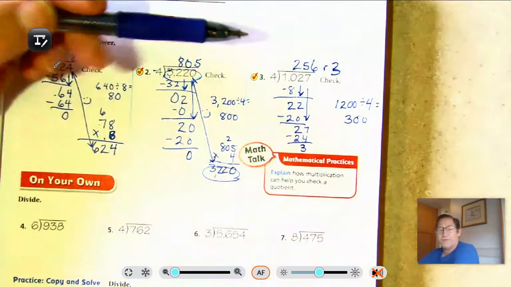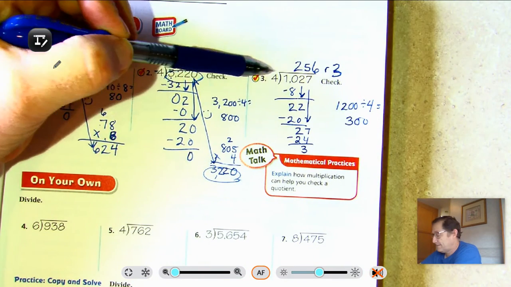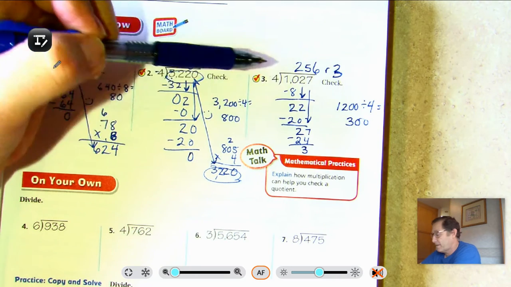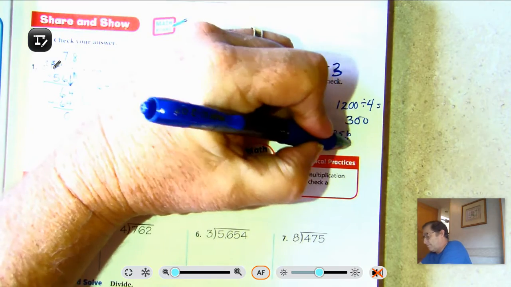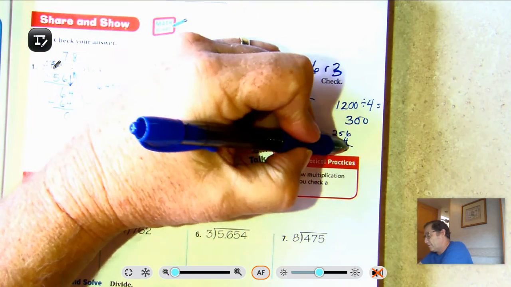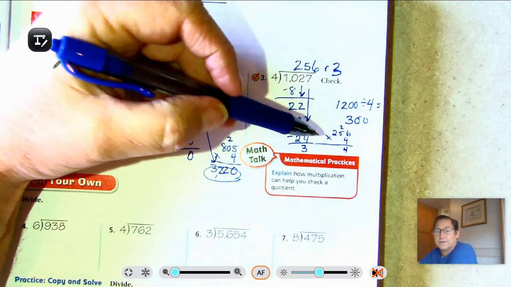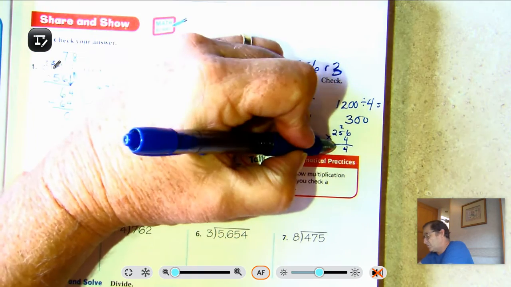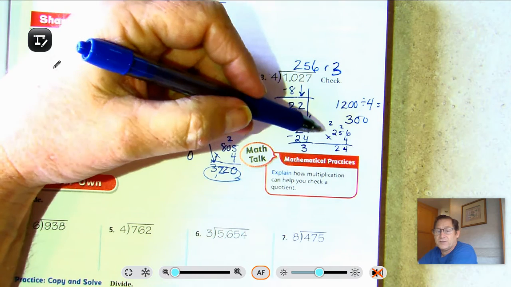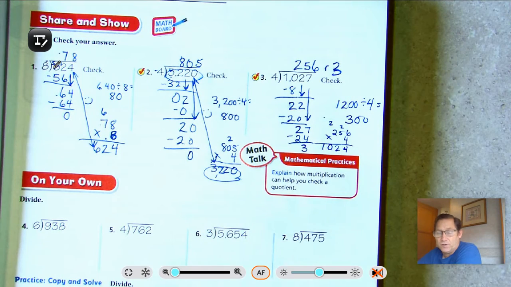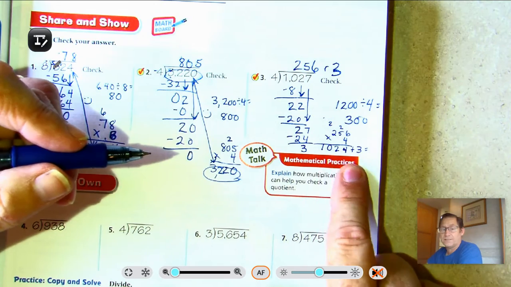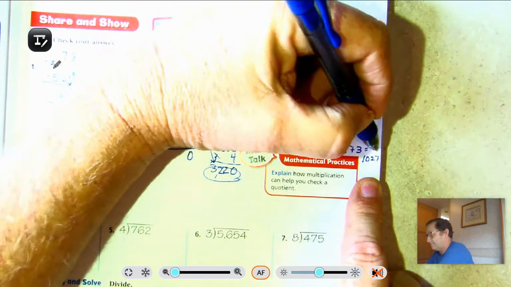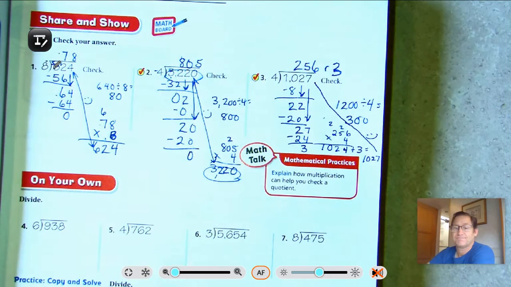Now let's check. So remember that the quotient times the divisor plus any remainder has to equal the dividend if we have the right answer. So 256 times 4. 4 times 6 is 24 ones. We group that as 2 tens and 4 ones. 4 times 5 tens is 20, plus 2 regrouped tens is 22 tens. 4 times 200 is 800, plus 2 more is 10 hundreds, or 1,000. So we're at 1,024. Now add the remainder. Okay, the remainder is 3. So 1,024 plus 3 is 1,027. And so it does match. So you're happy about that answer.